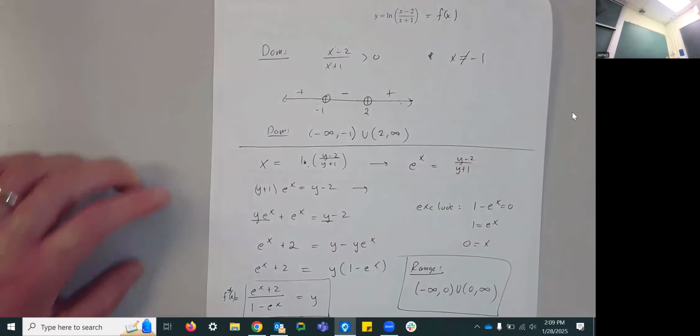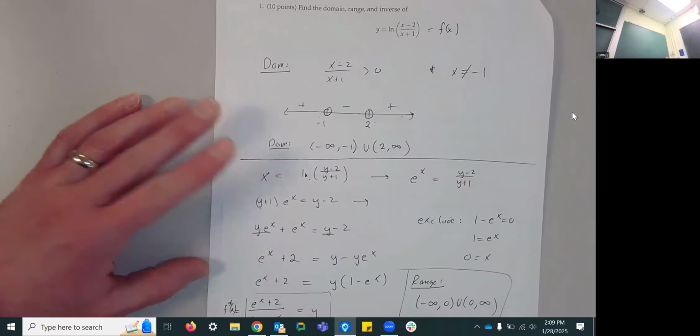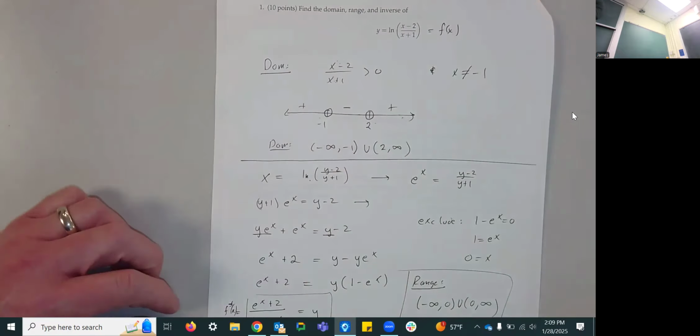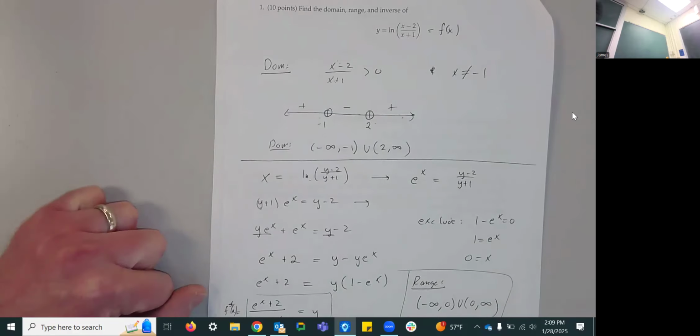If you look back at the original function, you can justify that to yourself, because if I wanted to get 0 as an output, the natural log of what number is equal to 0?